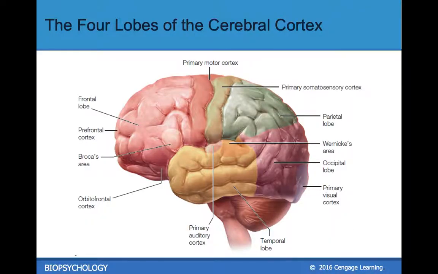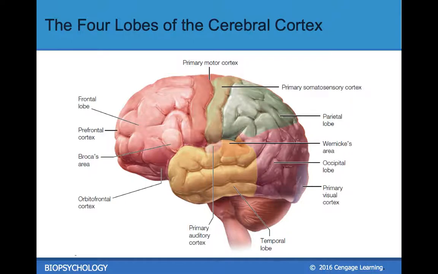Hi everyone, today we're going to be covering the cerebral cortex, which is the main part of the brain that we think about when we're actually talking about the human brain. This section has a lot to do with our sensory processing as well as our higher cognitive abilities, so the way that we think and feel and have our personalities as humans.